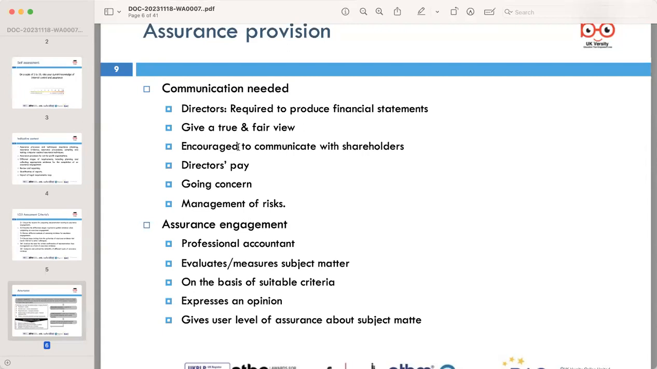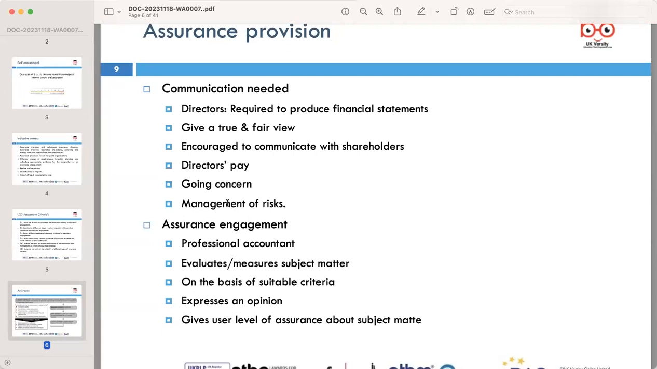So also management of risk. It's the last part of assurance provision, which involves managing risks. Think of it like making sure the company is prepared for anything unexpected. It's like having a backup plan in case things don't go exactly as planned.